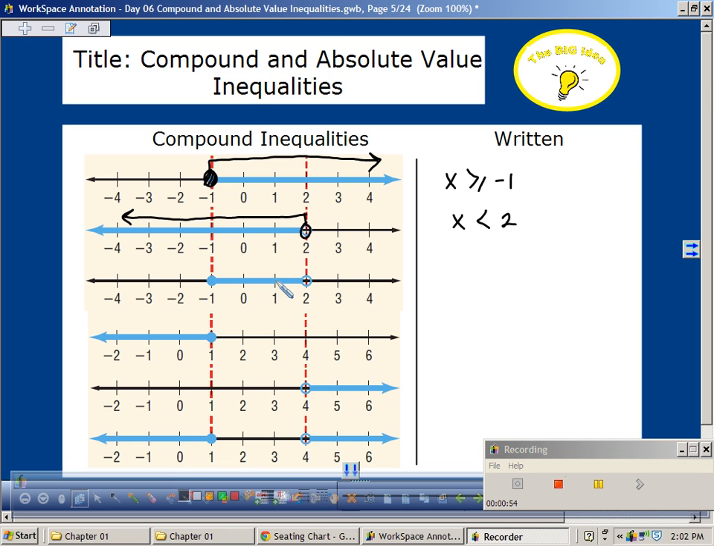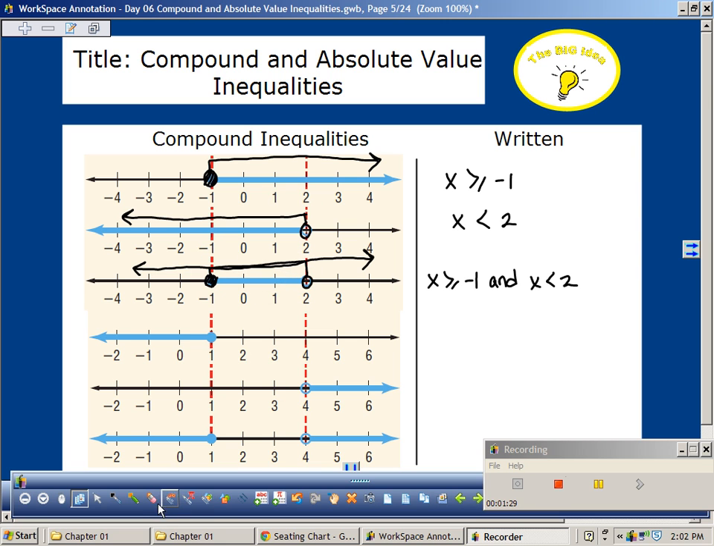In our third graph here, we have an intersection, right? We have two different things. We have x is greater than or equal to -1 and x can be less than 2. Open circle and in this direction. And the reason I use my arrows above the graph is I think you can see it a lot better this way.